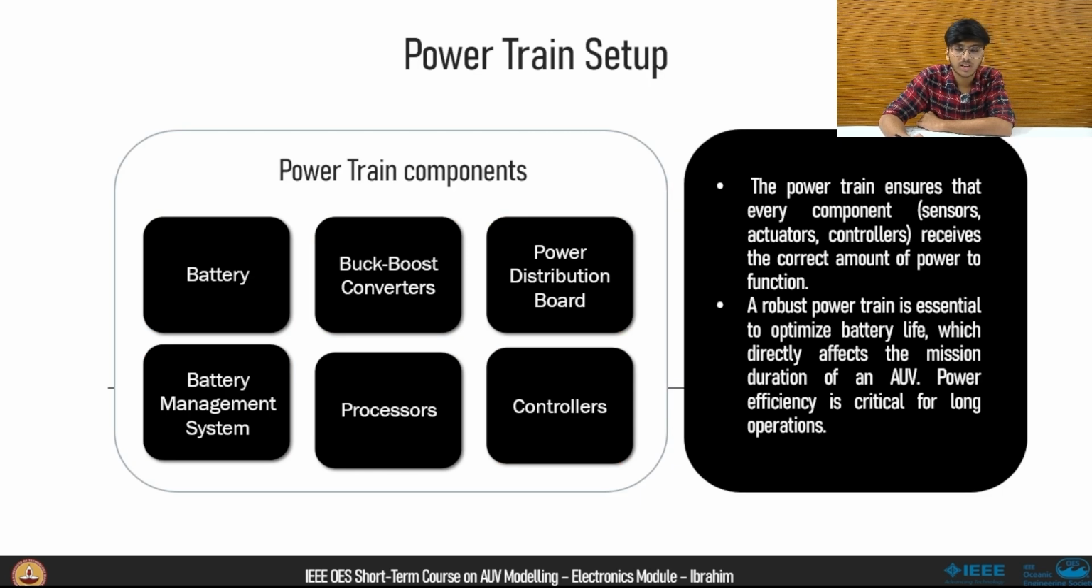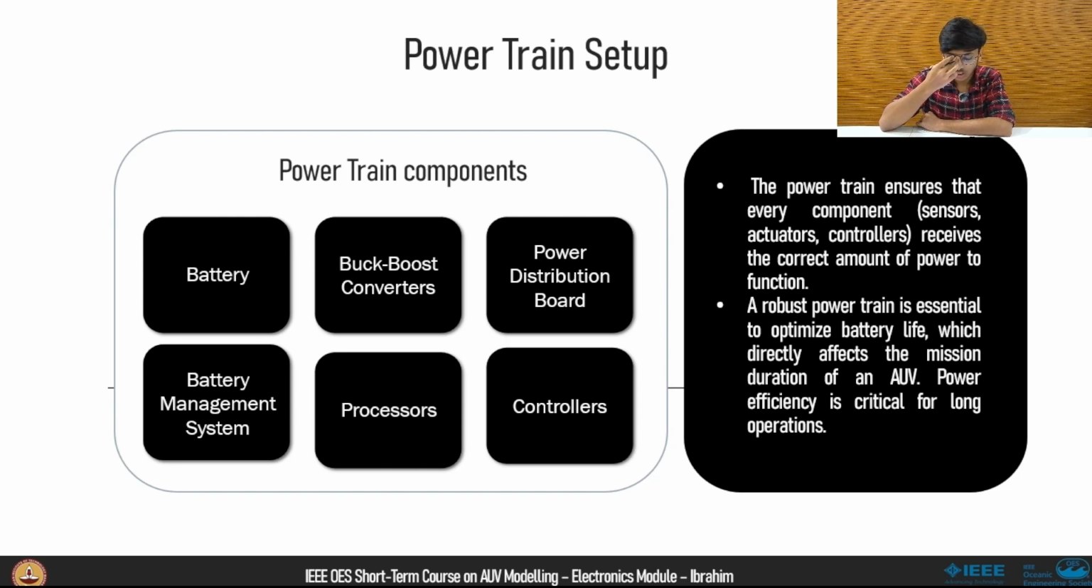Now let's discuss the powertrain setup in detail. The powertrain, as I said before, ensures the power distribution across your sensors as well as actuators as well as encoders. One of the key points of the powertrain, for example, in our case of building an AUV: one of the main features of an AUV is its endurance. So designing an efficient powertrain is so important, as it will help in improving the endurance of your AUV.